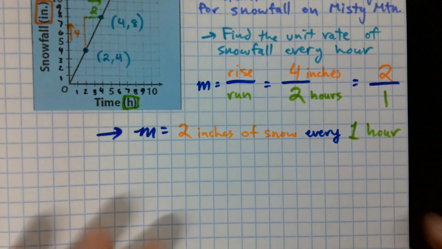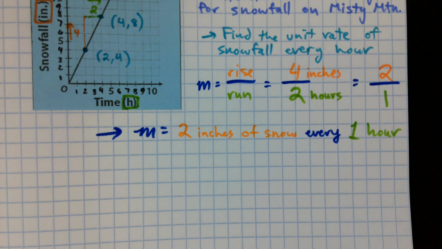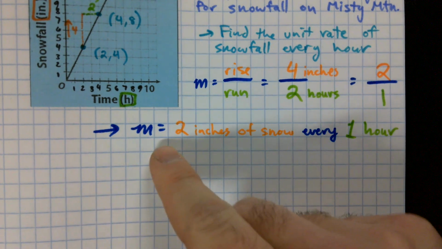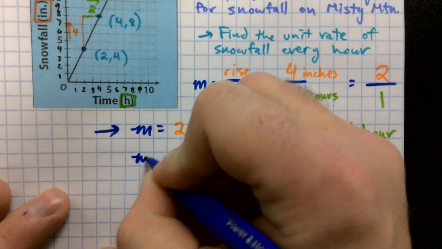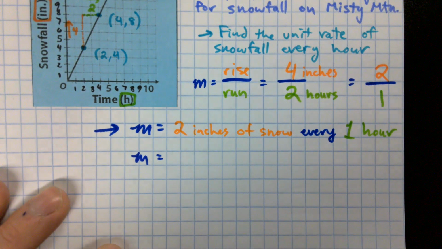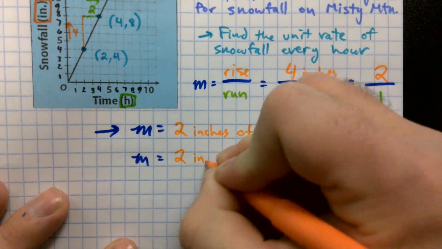Go ahead and write that out. It's our answer explained within the context of this problem. So we're used to just saying, oh, M is equal to 2. But now we have to say that M is equal to 2 inches per hour. So we're going to rewrite this just to clean it up. 2 in/hr.